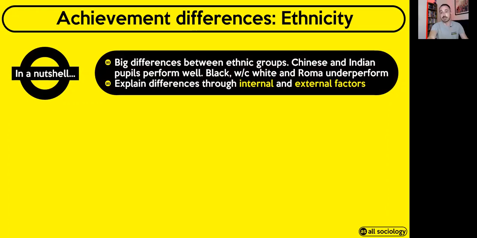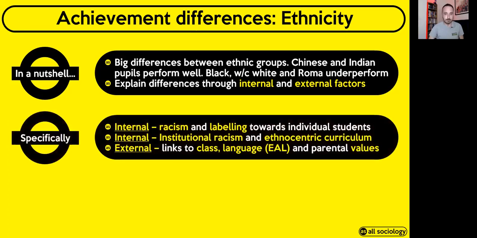Now, very generally speaking, Chinese and Indian pupils perform very well in exams and tend to be at the top, whereas Black, working class white and Roma Gypsy pupils tend to do quite poorly in those exams and in terms of achievement. So how many of those actually get those 5 A-star to Cs or 9 to 4 GCSEs? And once again, what we can do is make reference to why this is through internal and external factors. Now, there are loads and loads of overlaps between class and ethnicity, and I'm going to talk about that in a little bit, but there are also some specific things that you can talk about when it comes to why there are differences between ethnic groups in education.